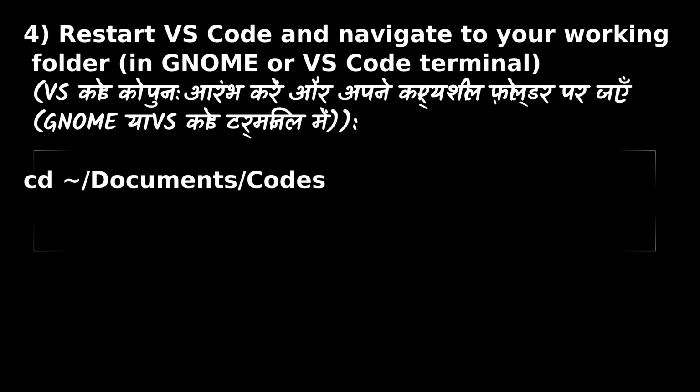After installing the compiler, restart VS Code. This makes sure it recognizes all the tools. Next, open a terminal, either in GNOME or VS Code. Navigate to the folder where you want to save your C++ files. For example, type cd /your-username/documents/codes and press Enter.